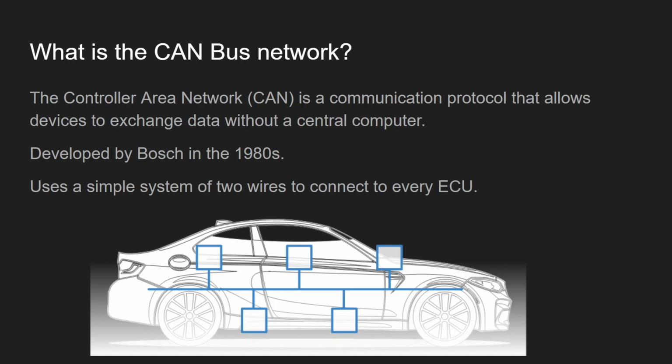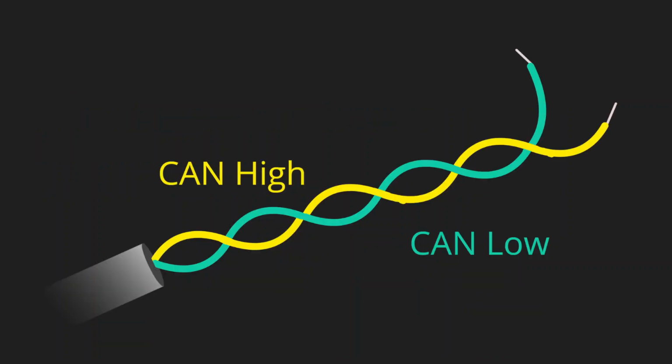CAN stands for Controller Area Network and is a communication protocol that allows devices to exchange data without needing a central computer. So it allows every ECU within the car to communicate between themselves. For example, the wheels can speak to the steering directly. It doesn't need a central computer to run it, and it was developed by Bosch in the 1980s. So here's the two wires that connect everything.